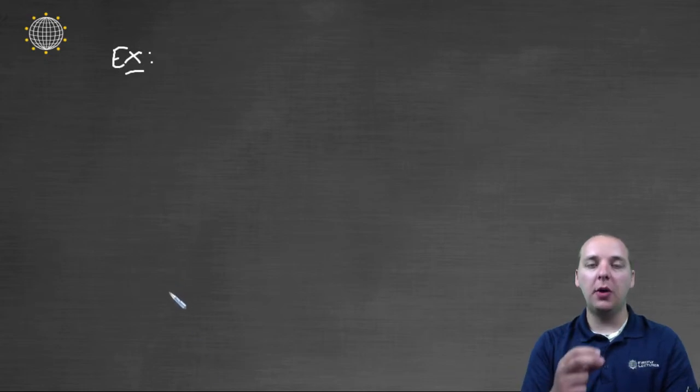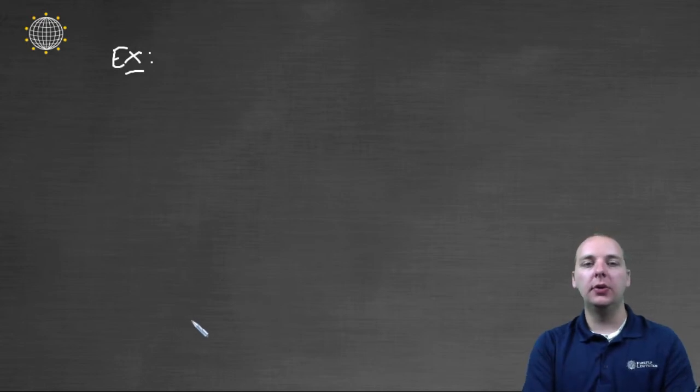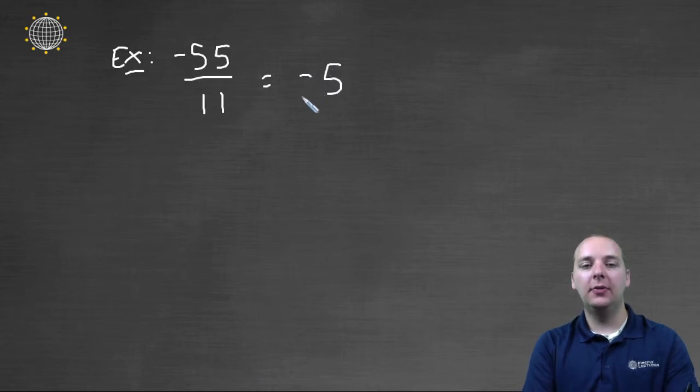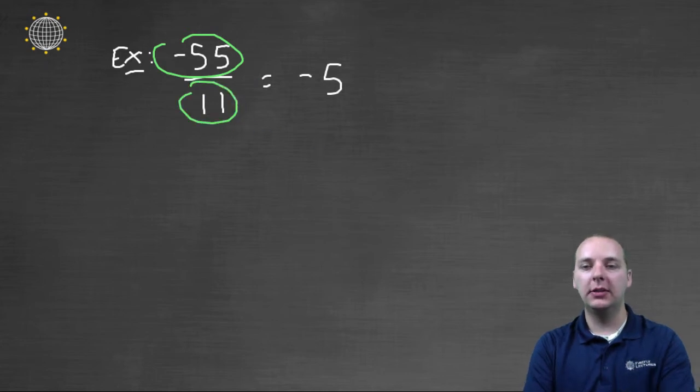So let's put this all together. Let's see if we can do this here. If the quotient is small enough, we can just do this in our head. If it's too big, we might need to resort to long division. So let's try a few here. Let's say we had negative 55 divided by 11. Well, I know 55 divided by 11 is 5, and we're going to make this answer negative because it was a negative divided by a positive.